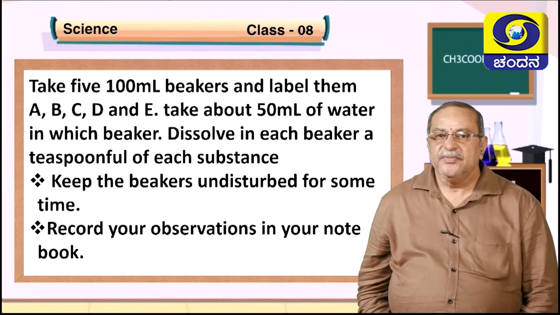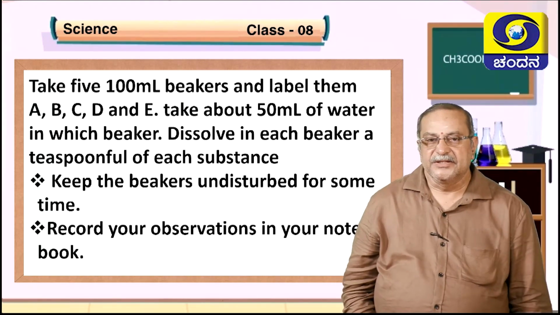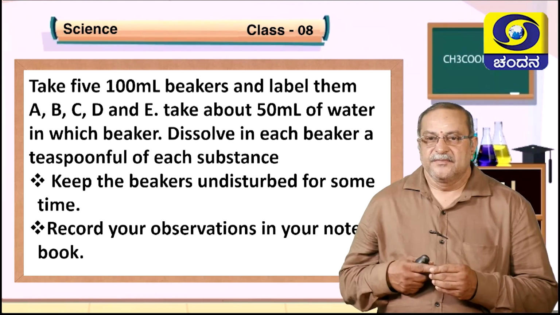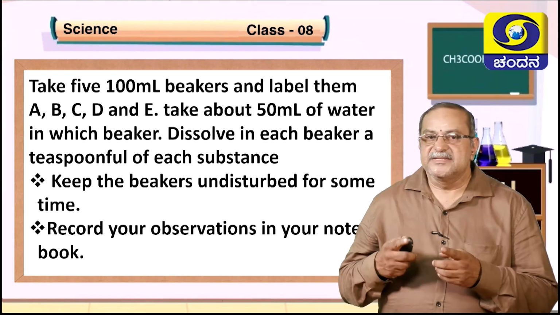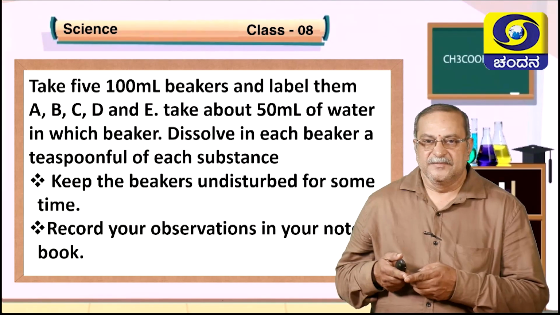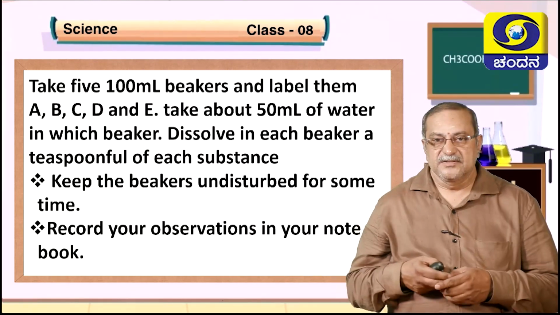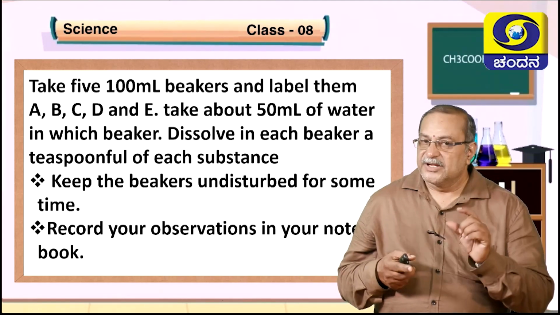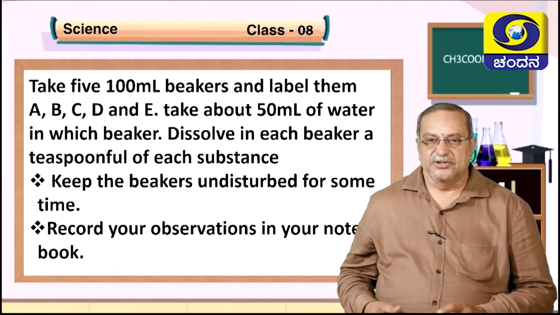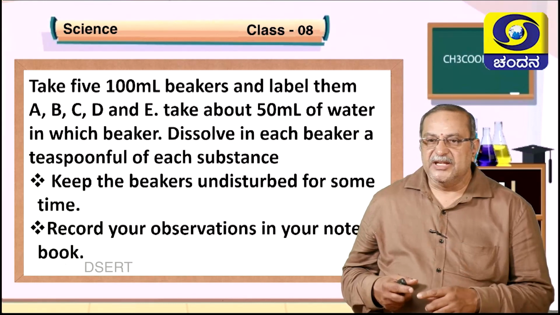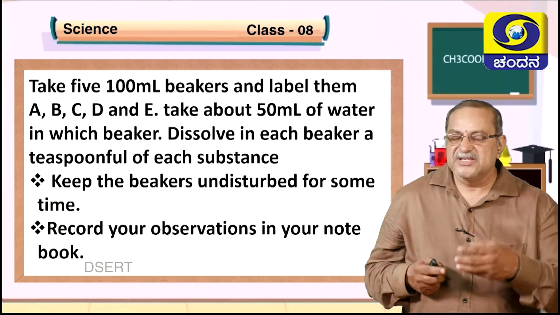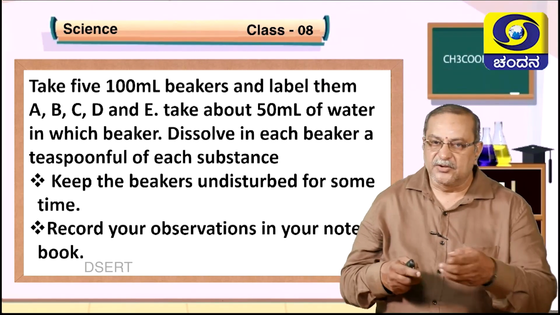So for that, what are the things you have to take? Take 500 ml beakers and label them A, B, C, D and E, because you are putting different substances in each. So take about 50 ml of water in each beaker. Dissolve in each beaker a teaspoonful of each substance we have mentioned in the table.